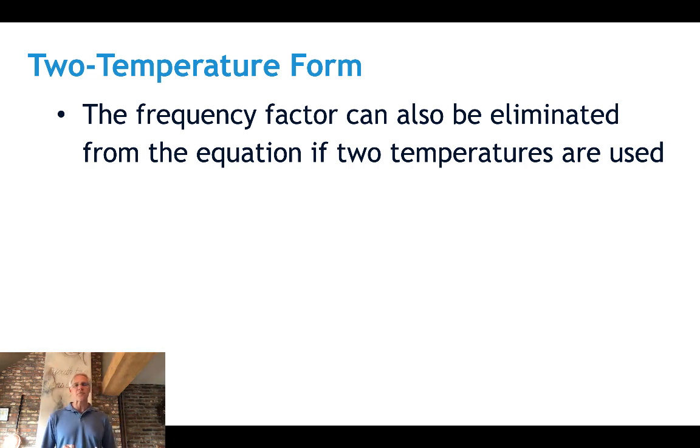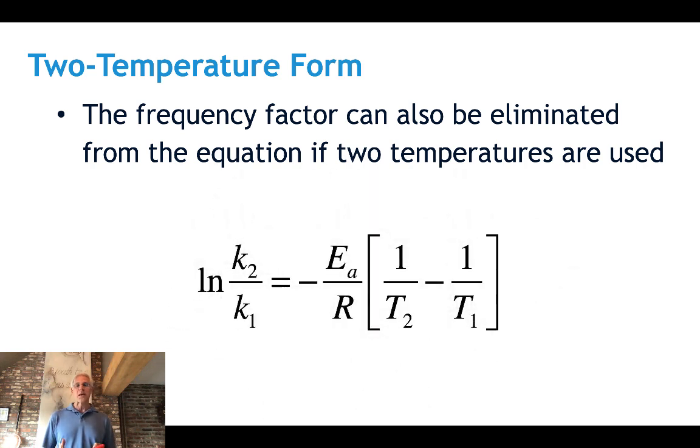And the two-temperature form, because of the manipulation, it actually removes the frequency factor, that A value. And we eliminate it mathematically from the equation by using just two temperatures, and it gives us this equation here. So we have the natural log of K2 over K1 is equal to negative EA over R times 1 over T2 minus 1 over T1.